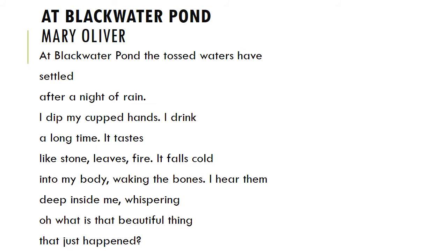Now, if you see, the poem uses very simple words and you can easily understand what the poet wants to convey. She has beautifully described her experience at the Blackwater Pond. She is currently at the Blackwater Pond. She is there, and the waters have settled, like the water is calm after a night of rain.